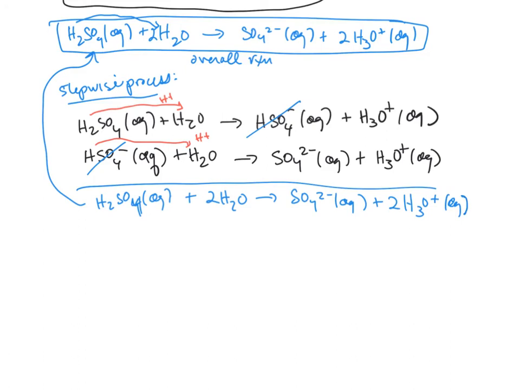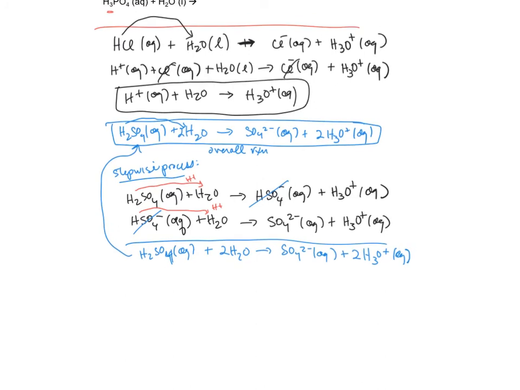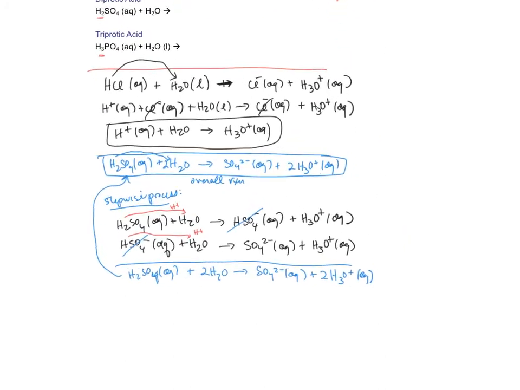Okay, and that's good enough. As far as the net ionic equation goes, I'm not going to ask for that. For these, you want to just look at the different steps. Now you should be able to do the phosphoric acid yourself.